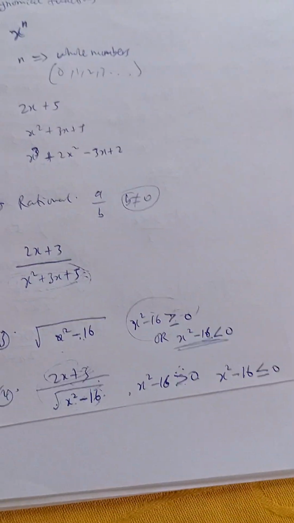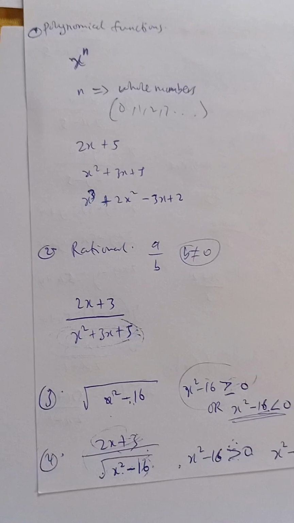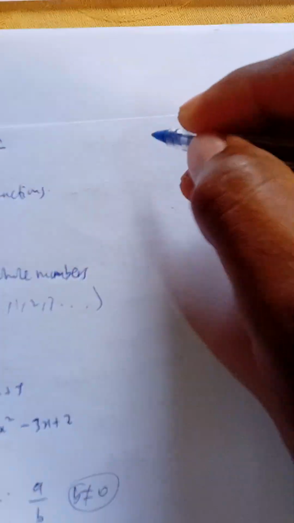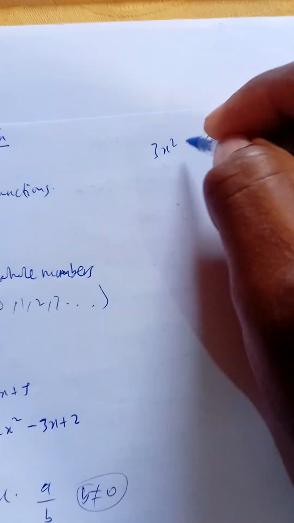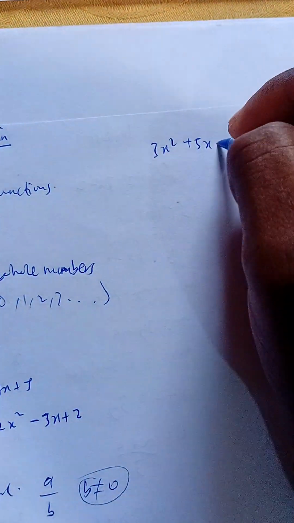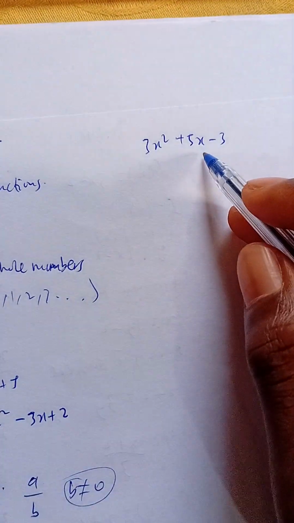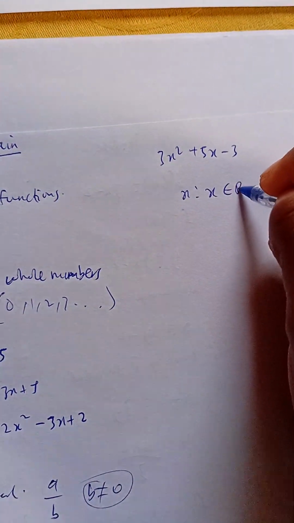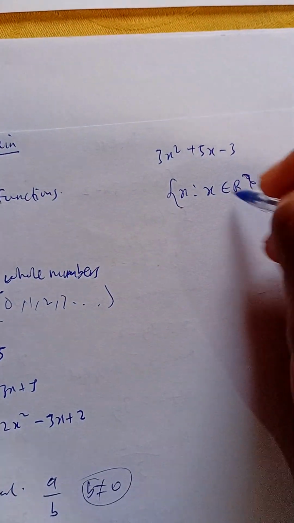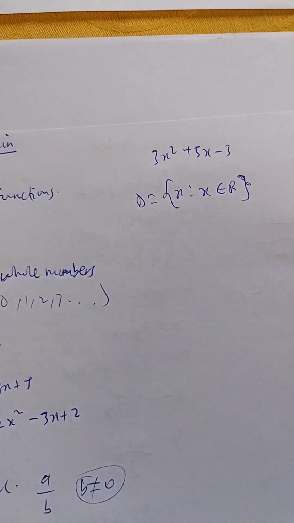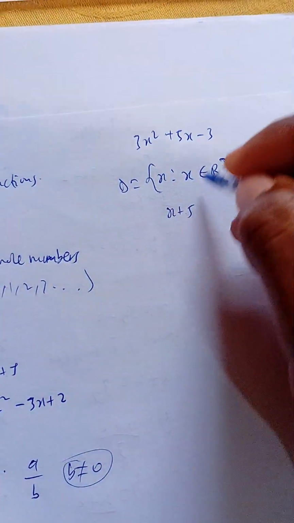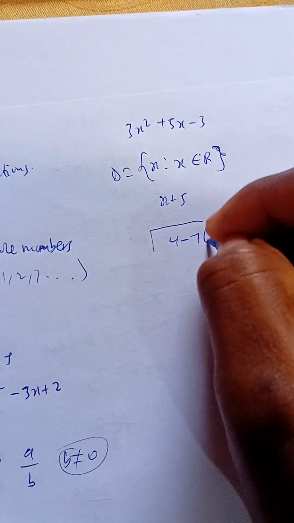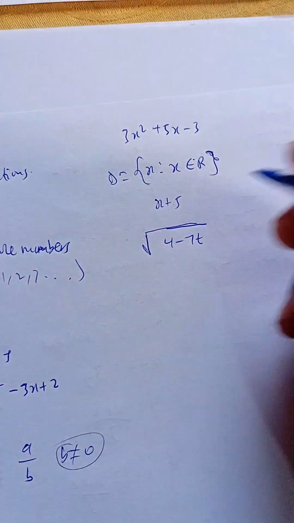So let's solve two examples and we are done with domain. Let me take this. We have 3x squared plus 5x minus 3. What will be the domain of this function? It's a polynomial, so x such that x is a member of all real numbers. This is our domain. We are done. x plus 5, same thing, is a polynomial. Root of 4 minus 7t. Over here, we must be careful.